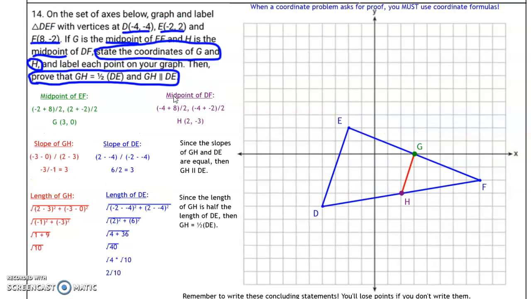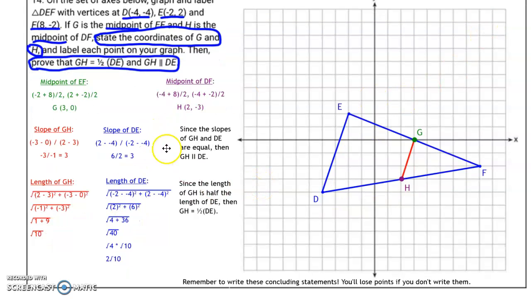It's very, very important. When a coordinate problem asks you for a proof, you must use coordinate formulas like the midpoint formula, the slope formula, and the distance formula. And it is also very important once you're done using these formulas to make some statements. Remember to write the concluding statements or else you'll lose points.